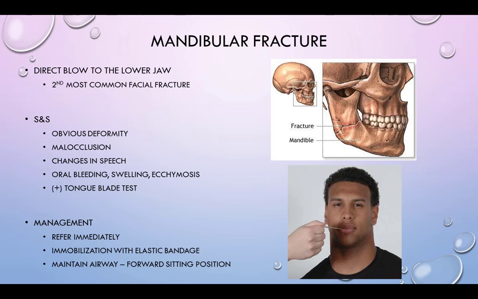A mandibular fracture can occur from a direct blow to the lower jaw. This is the second most common facial fracture. Signs and symptoms include obvious deformity, malocclusion, changes in speech, oral bleeding, swelling, and ecchymosis. They may also have what's called a positive tongue blade test. The tongue blade test is performed by placing a wooden tongue blade between the teeth and then trying to pry the jaw open. If someone has a mandibular fracture, they are not going to be able to hold the tongue blade between their teeth, or you will easily be able to pry their mouth open.